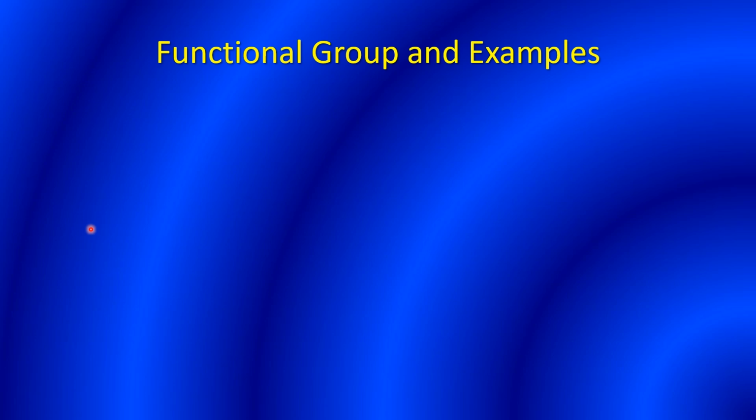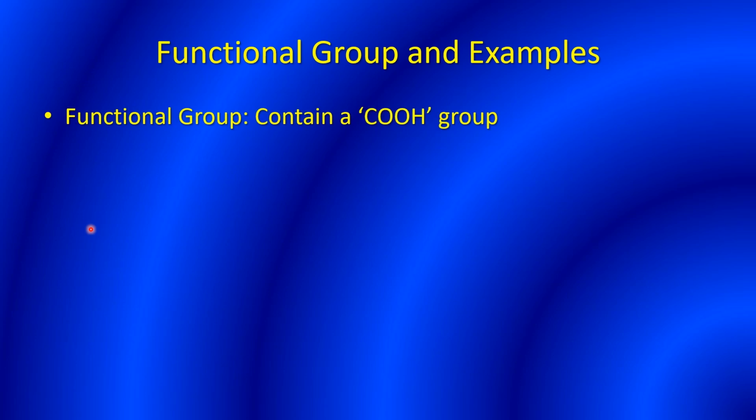Okay, so the functional group for the carboxylic acid series, they contain a COOH group. That looks like this, so C with a double bond to an oxygen and then another bond from that C to another oxygen, which is joined to a hydrogen. So this part of this molecule here is the carboxylic acid functional group. The rest of the molecule can be carbons or alkanes, alkenes, etc.